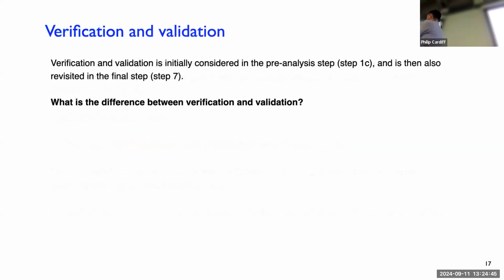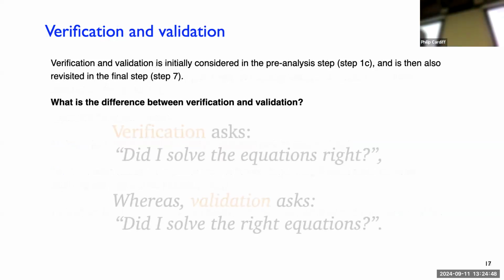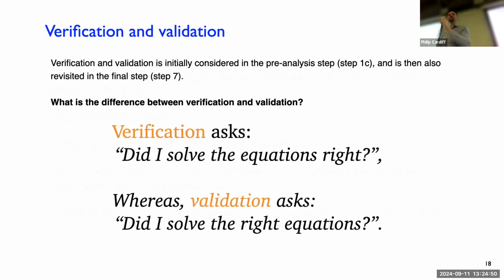And then the last step, skipping to that: verification and validation. In computational mechanics, these have very specific meanings. In general speech, they're kind of synonyms, but in computational mechanics they mean 2 very distinct things. Verification, in short, means: did I solve the equations right, or correctly? Whereas validation asks: did I solve the right equations? If we think about that for a second, what does that mean?